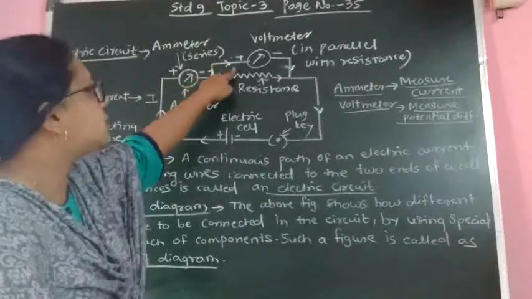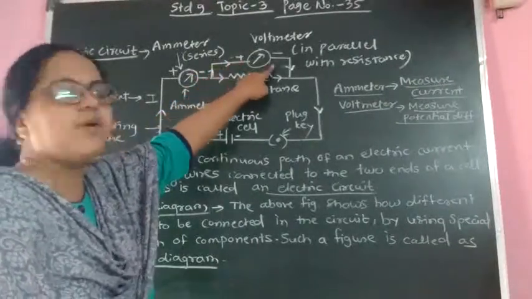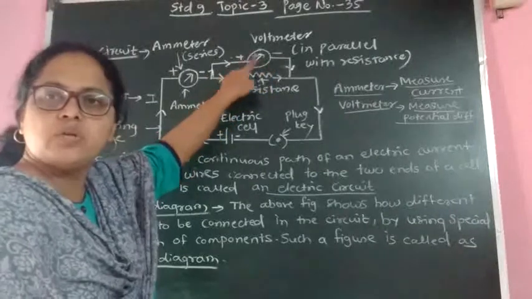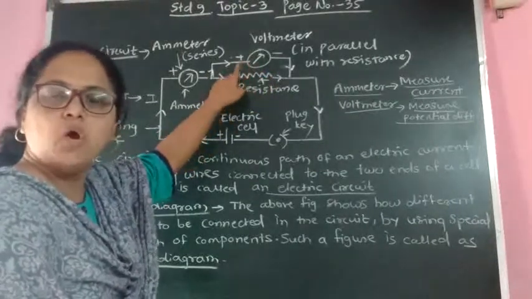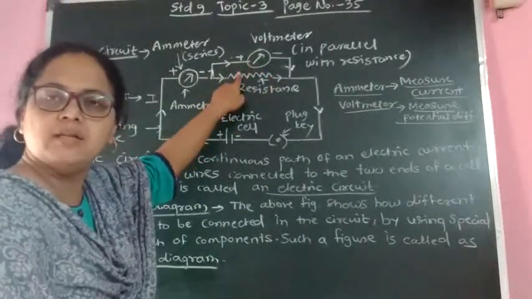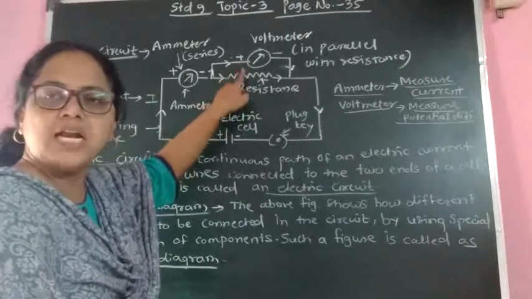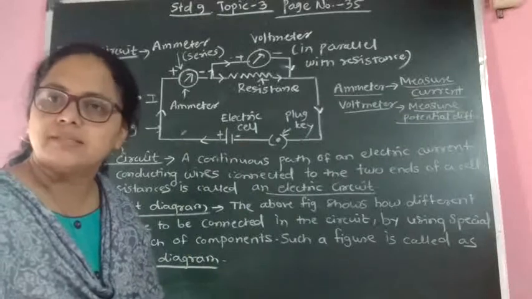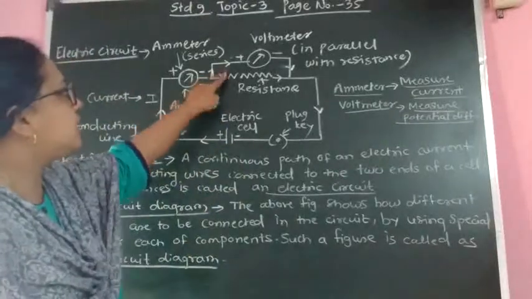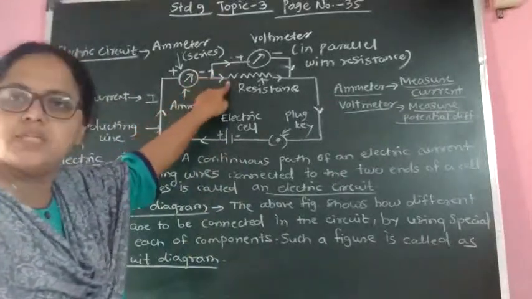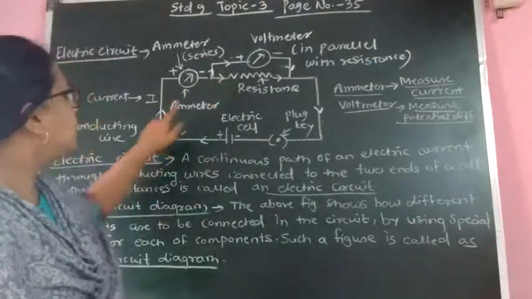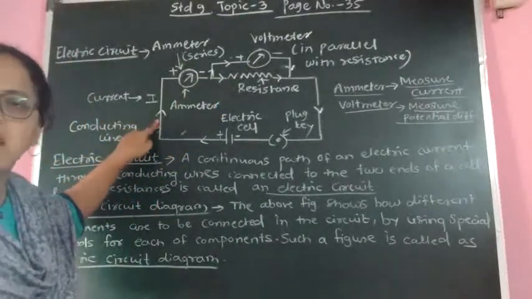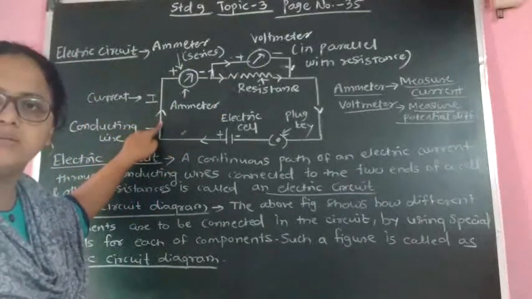You can see here, this is the voltmeter having two terminals, positive and negative. The voltmeter is connected in parallel with the resistance. You have learned parallel lines in maths. Similarly, voltmeter is connected in parallel with the resistance. Then this is how the current flows. This arrow indicates the direction of current.